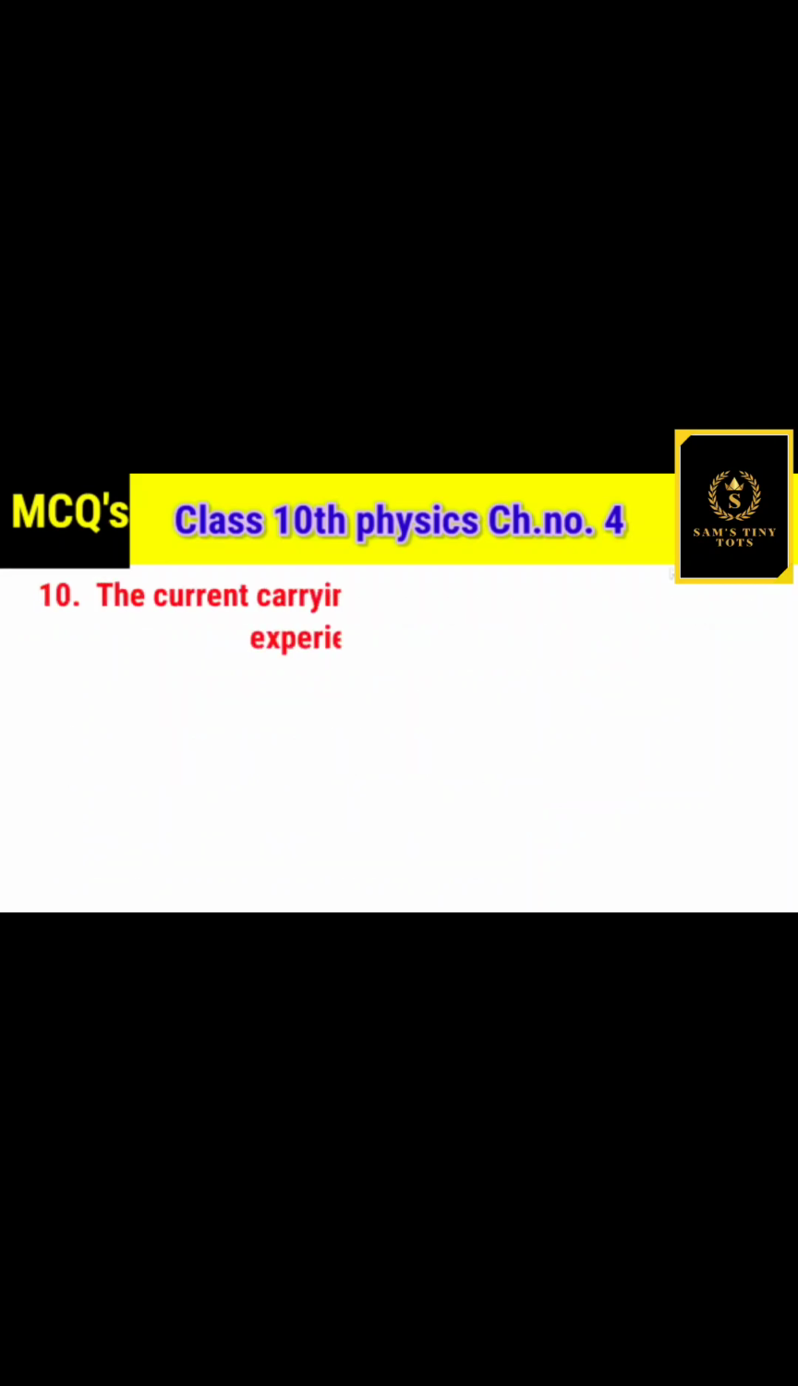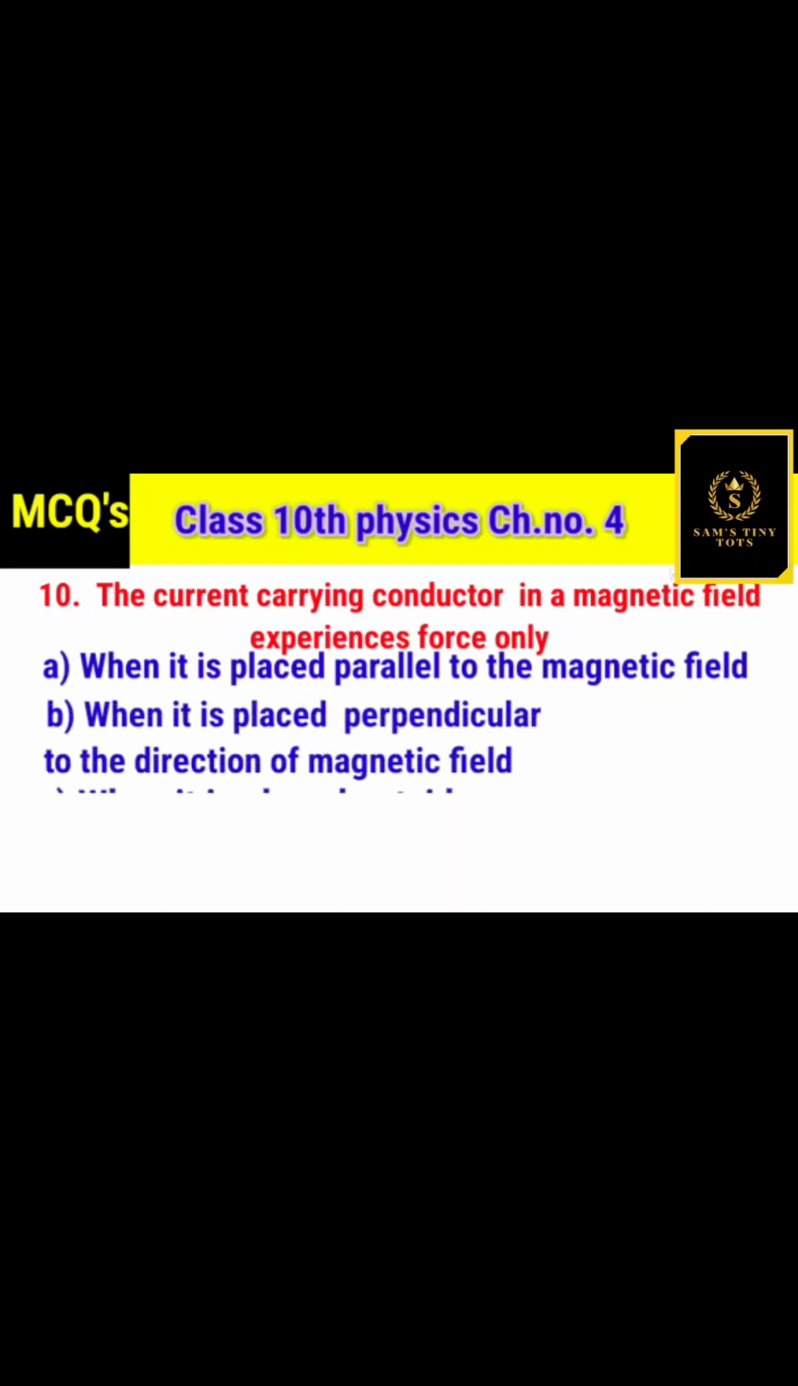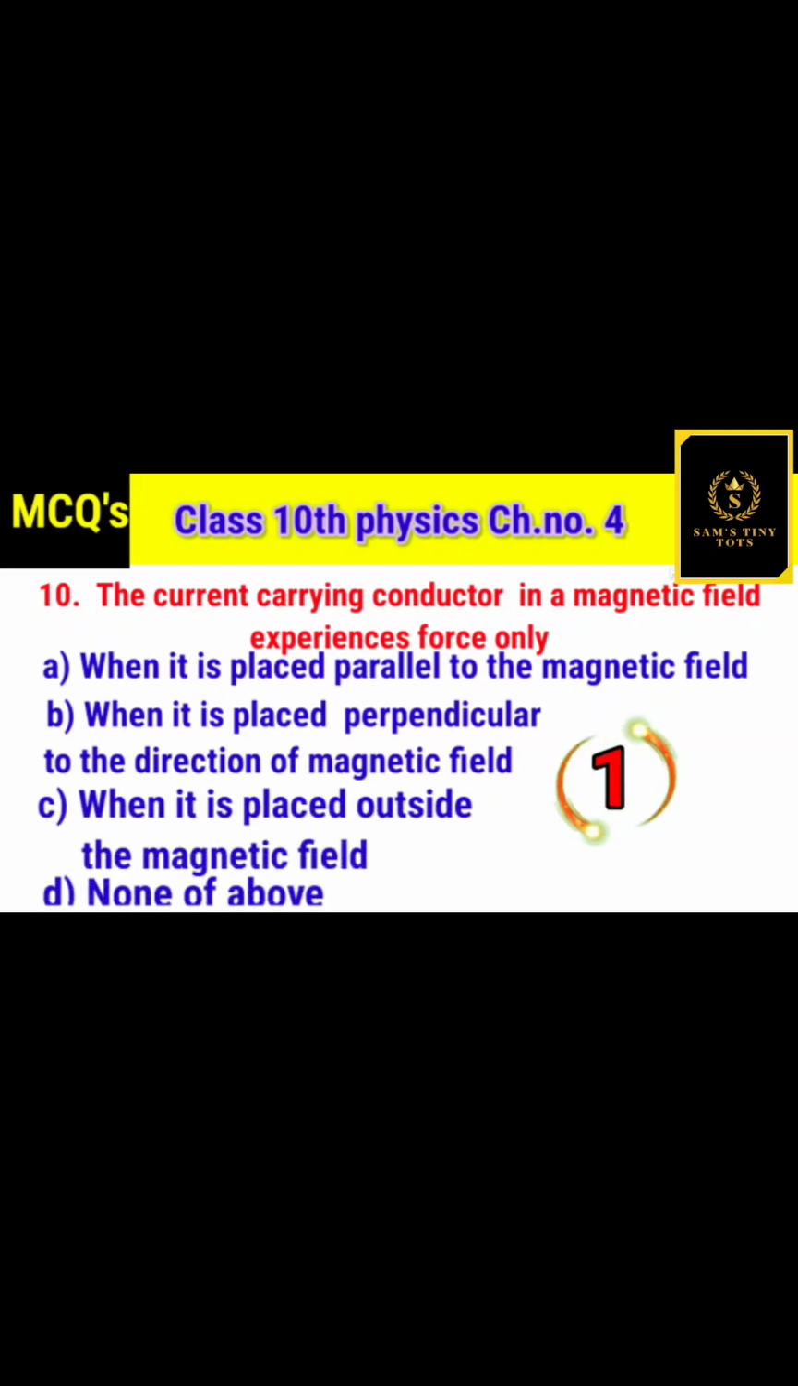10. The current carrying conductor in a magnetic field experiences force only. Option A when it is placed parallel to the magnetic field, option B when it is placed perpendicular to the direction of magnetic field, option C when it is placed outside the magnetic field, and option D none of above. And the correct option is option B when it is placed perpendicular to the direction of magnetic field.